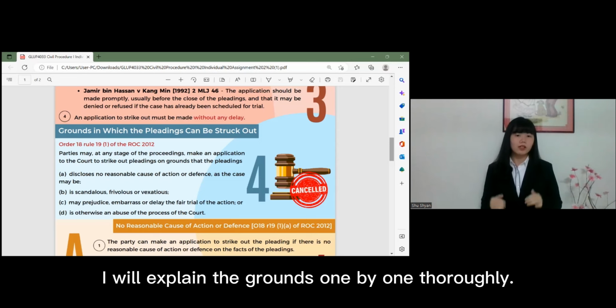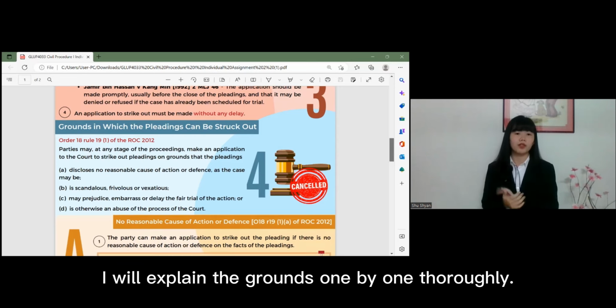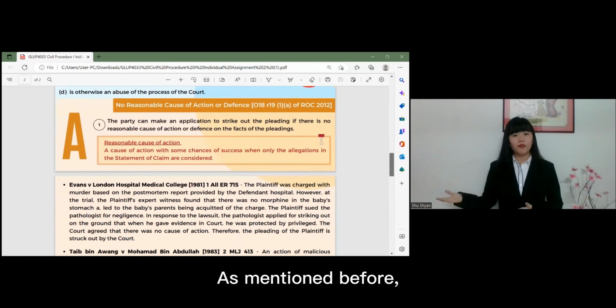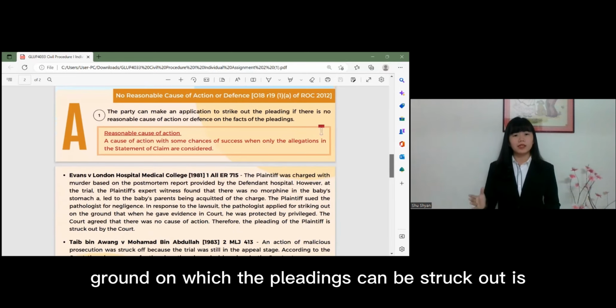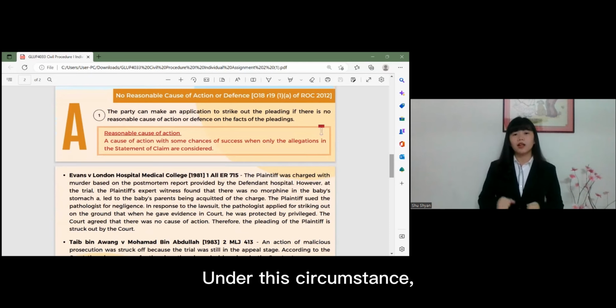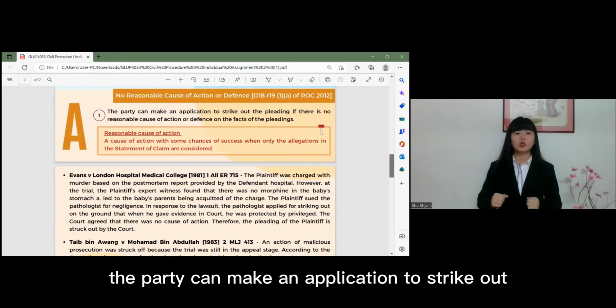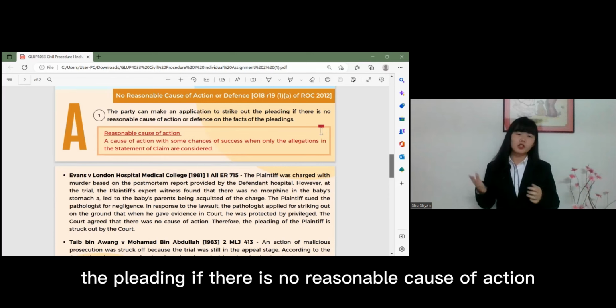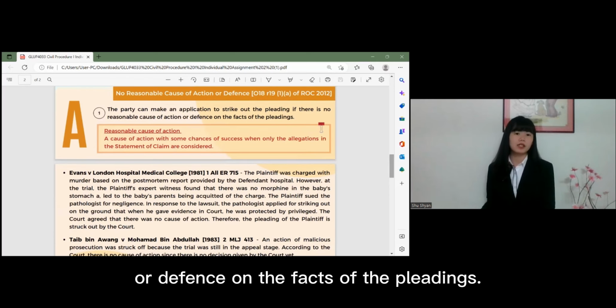I will now explain the grounds one by one thoroughly. As mentioned before, the first ground on which the pleadings can be struck out is if there is no reasonable cause of action or defense. Under this circumstance, the party can make an application to strike out the pleading if there is no reasonable cause of action or defense on the facts of the pleadings.